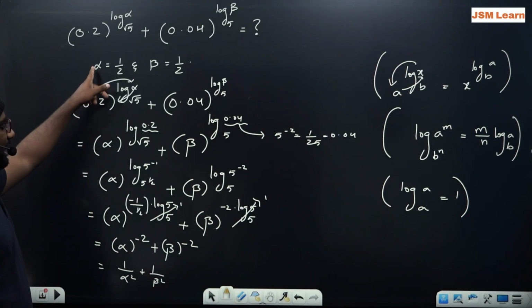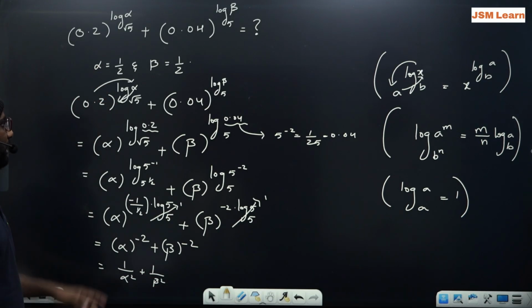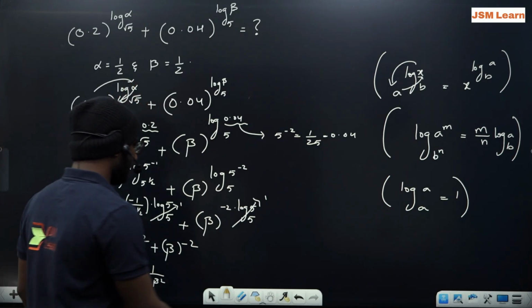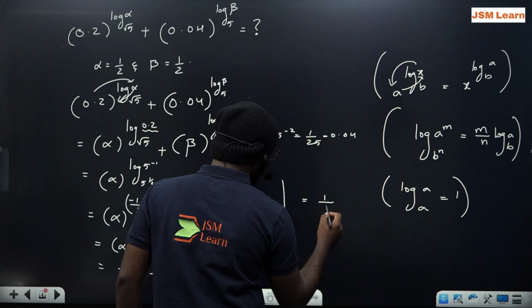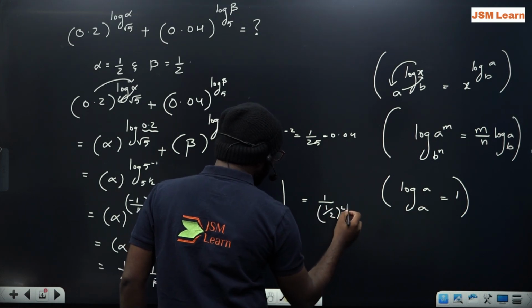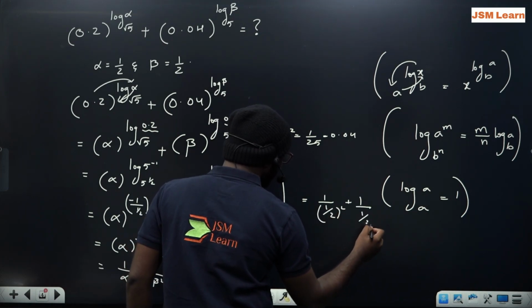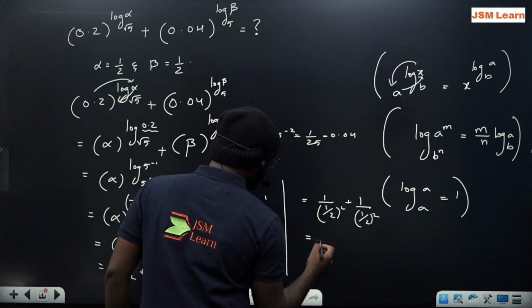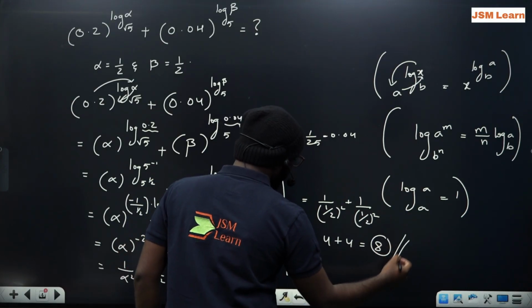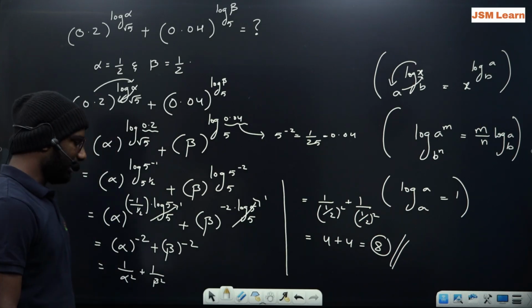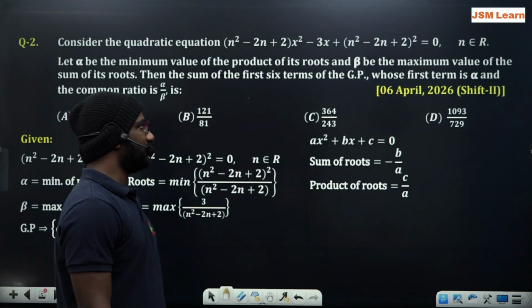We find that alpha is equal to 1/2 and beta is equal to 1/2. By substituting 1/2 over here, we get 1/(1/2)² plus 1/(1/2)². On solving this, we get 4 plus 4, which is equal to 8 as our final answer. Let's see the next question.